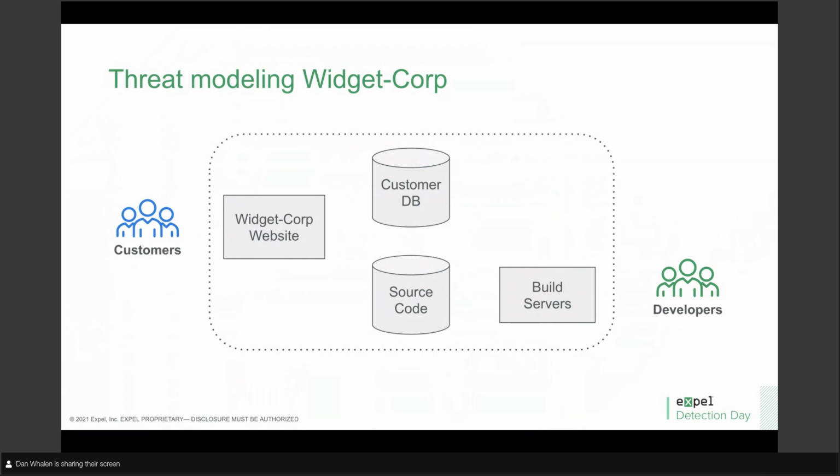Movement, data is moving from our developers to our build servers, to our source code repositories, between our customer database and our website. And we want to make sure we have eyes on that as well. And finally, execution, where is code running? We've got code running on our website. We've got code running on our build servers and our developer workstations. And we want to make sure we've got detection coverage of all of those things as well.